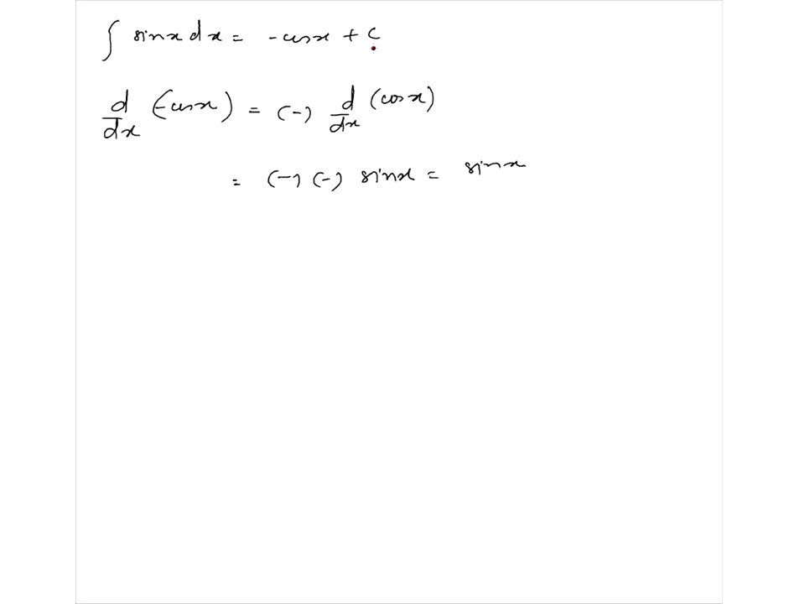Fine. Next formula comes from tan x differentiation formula. So tan x differentiation formula is this, and therefore integral of sec square x would be tan x. There may be some arbitrary constant also.